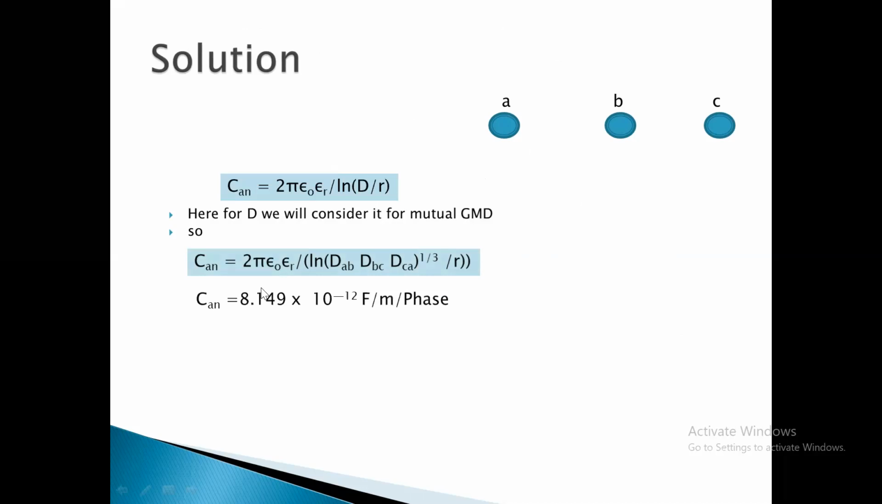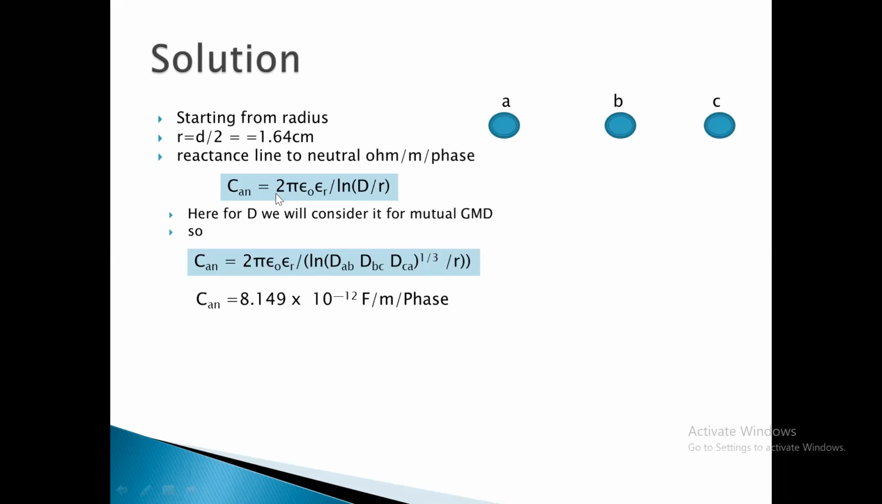So we have to use the line to neutral formula, as I explained in the second slide. For line to neutral, we have 2 pi epsilon naught epsilon r divided by natural log of D divided by r. Here for D you will consider the mutual GMD because this is three phase. It is not at the same distance, because the A to C distance is double.